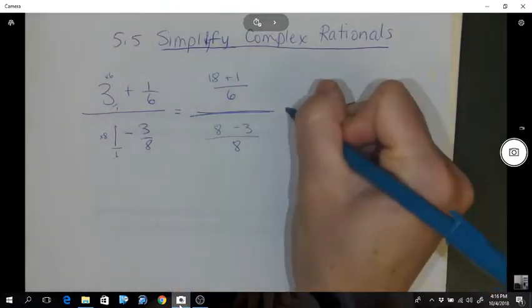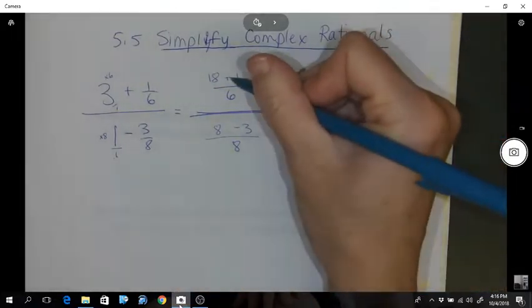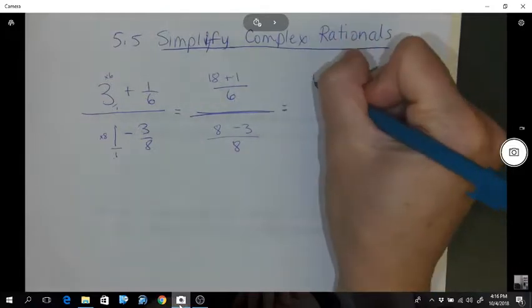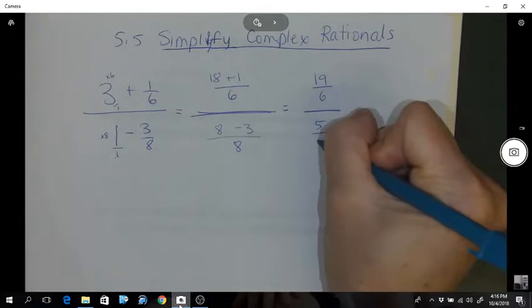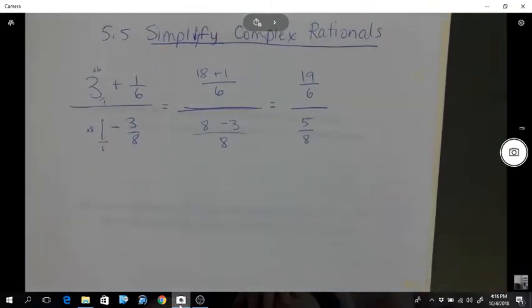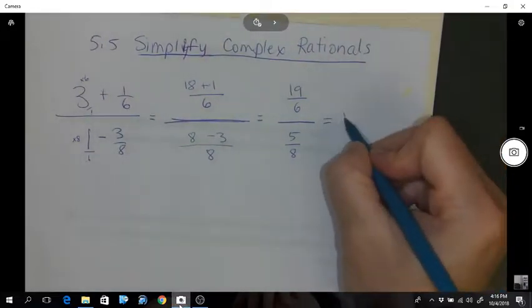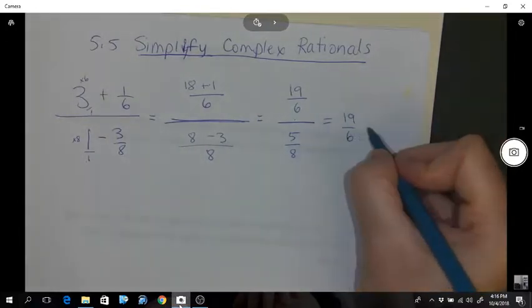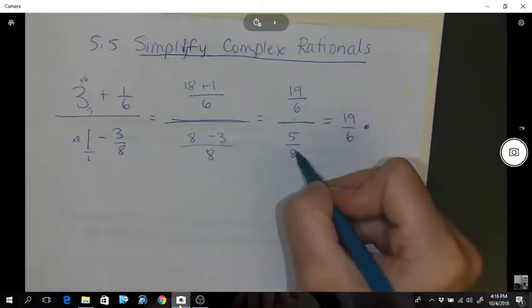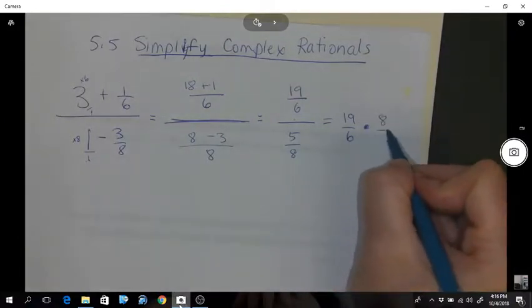Okay? Let's simplify things. This is 19 over 6 divide by 5 over 8. Okay, rewriting again. 19 over 6, instead of dividing, I'm going to multiply. What am I going to do to the second fraction? Flip it.